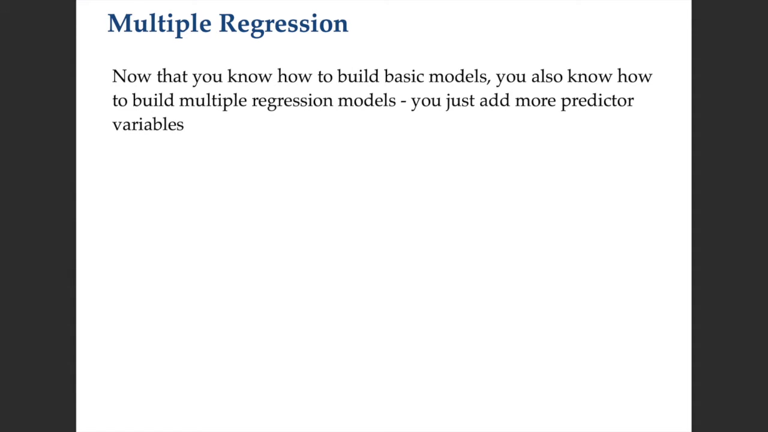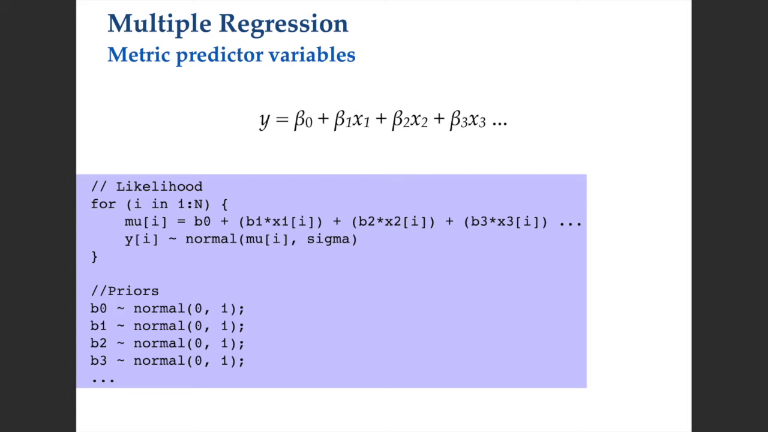Okay, so again, now that you know how to build basic models, you actually also know how to build multiple regression models. You just add more predictor variables. So we'll just briefly go through some of this. So here's an example of a model with multiple predictor variables. So in the past, we dealt with estimating beta 0 and beta 1 with our one metric predictor variable. So if you want to add more, you just add more. So you have a different coefficient for each of your new predictor variables.